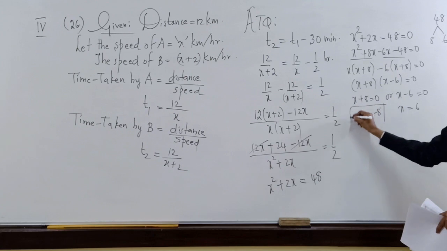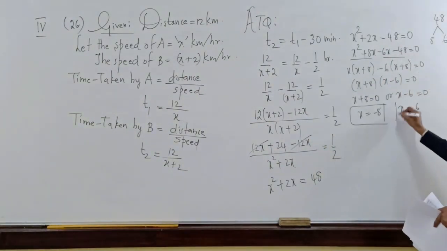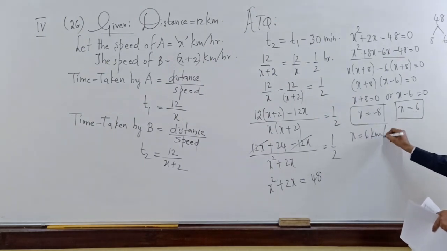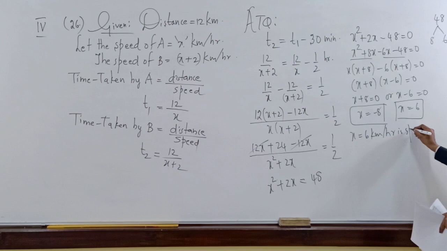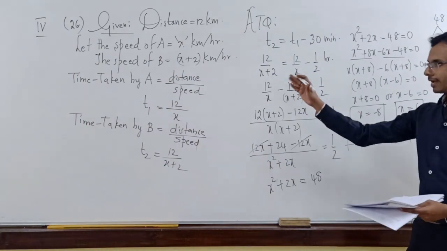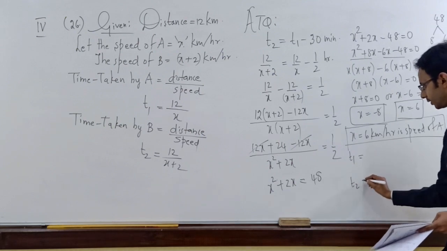Of course, minus 8 cannot be considered as the answer because speed cannot be negative. So the positive value will be the speed. So x is equal to 6 km per hour, the speed of A. But what are they asking in the problem? That is the most important. They are asking to find the time taken by A and the time taken by B. So we have to calculate T1 as well as T2.